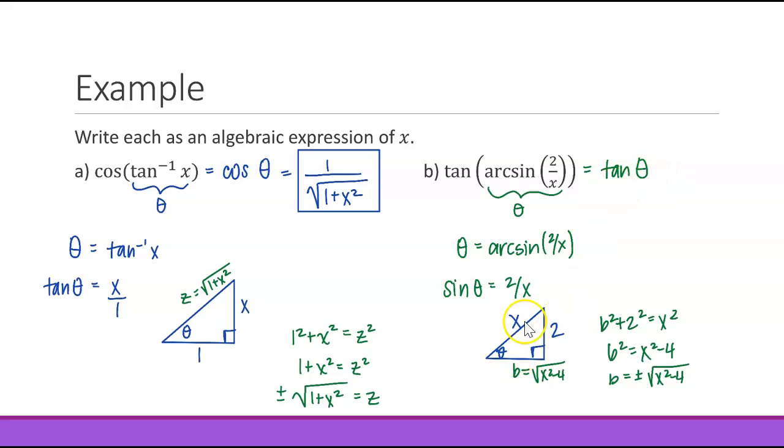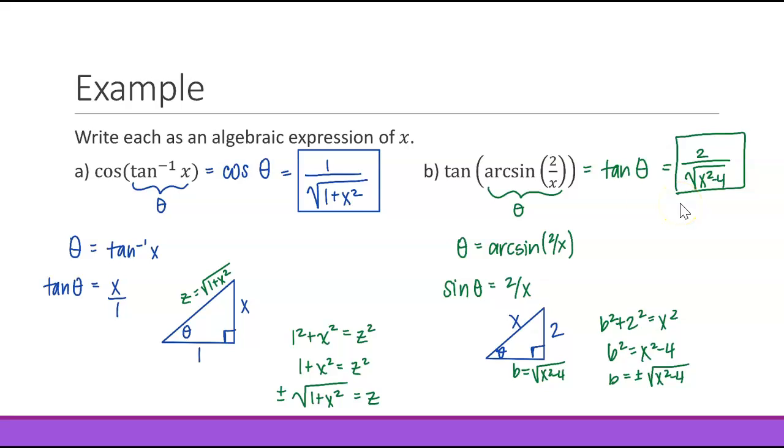And now we're going to find tangent of theta. So we said that was opposite over adjacent. So our answer here is going to look like 2 over the square root of x squared minus 4. So this is an algebraic expression.